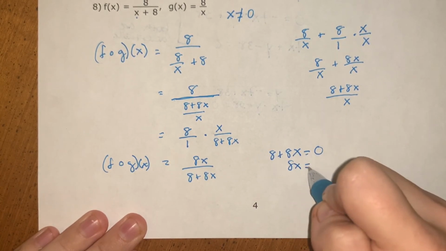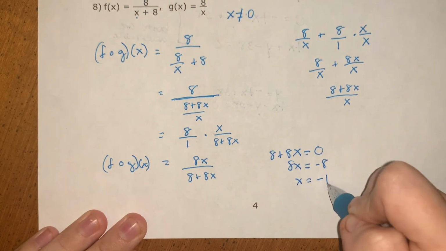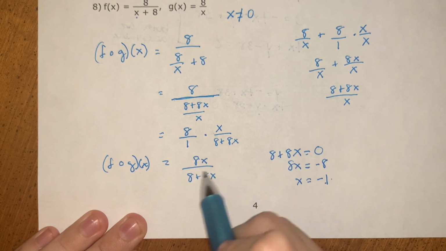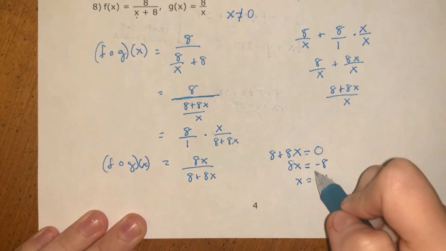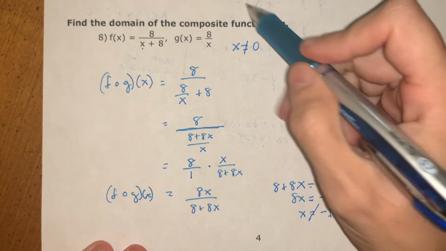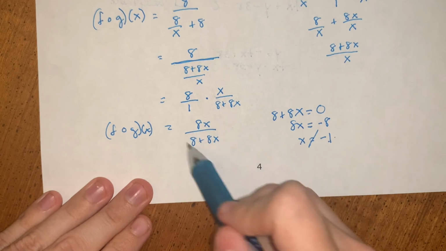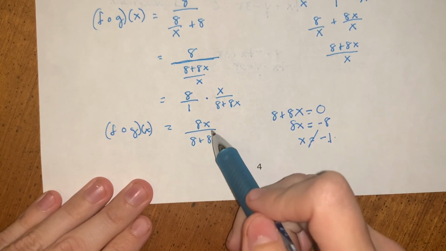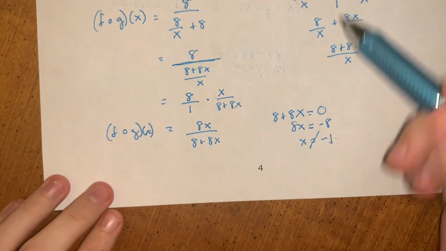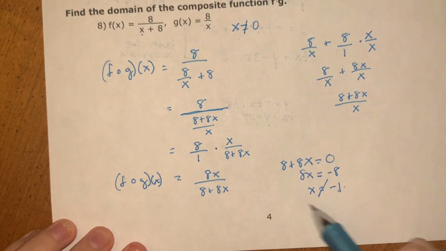So you get 8x equals negative 8, so x equals negative 1. So negative 1 would make this denominator 0. We don't want to include negative 1. Okay, so we don't want to include 0 for the domain of g, and we don't want to include negative 1 for this composite function. So our domain overall has to be taking this into account and taking this into account.